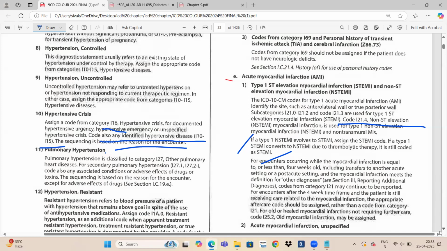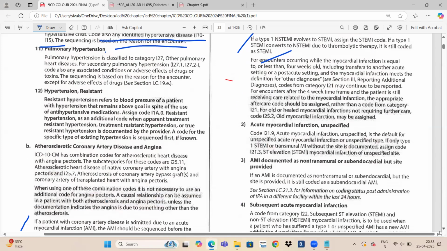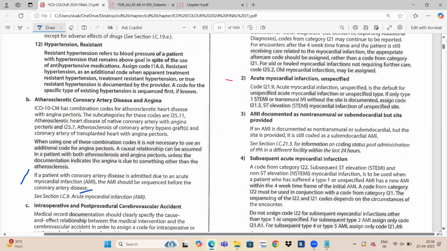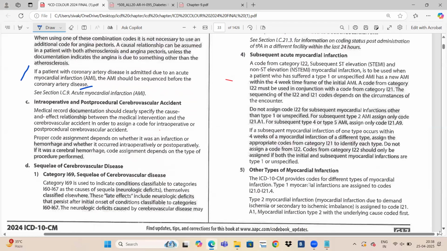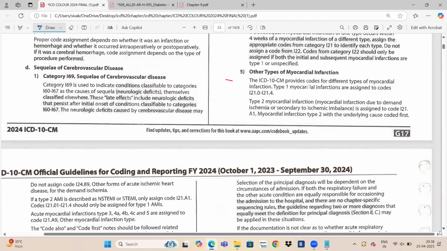Clear, right? Then STEMI evolves to NSTEMI, STEMI. NSTEMI evolves to STEMI, STEMI. Okay. These guidelines you can remember.